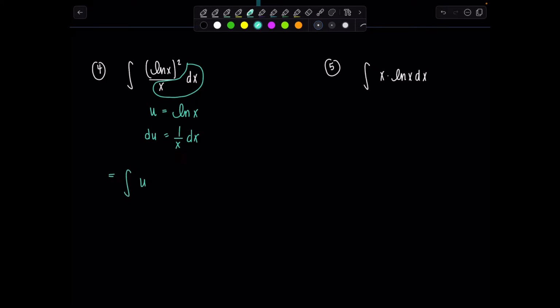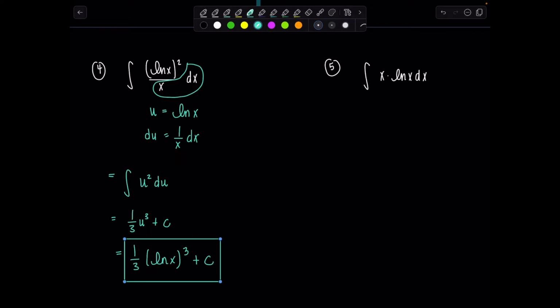So if I rewrite my integral now, I'll have u squared du. That's it. Oh, this one's relaxing. So antiderivative is going to be 1/3 u cubed plus c. And then just go back, replace u with natural log of x cubed plus c. That's it. Very good. Okay, now let's compare that with number 5 over here, x times natural log of x.